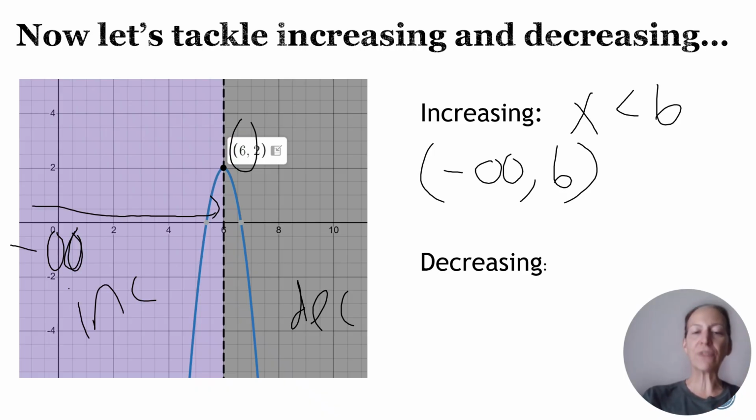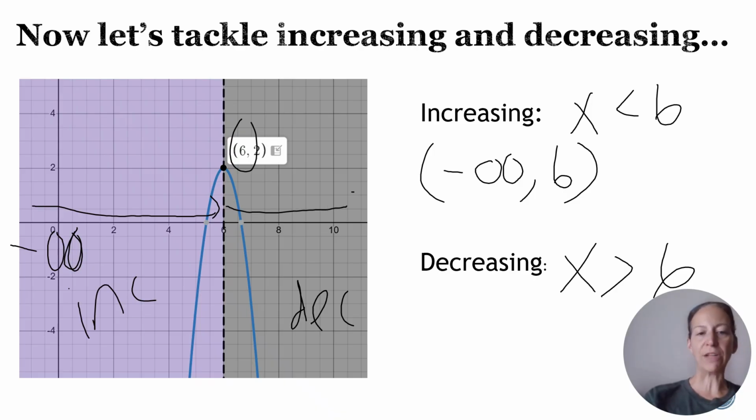Now, my decreasing, we would previously have said x is greater than 6. But now we're going to say, hey, that black region starts at 6 and it's going to go on to infinity.